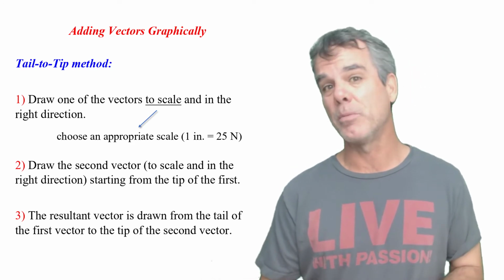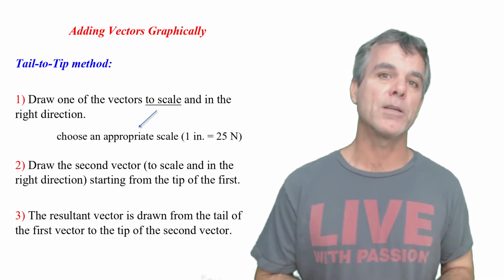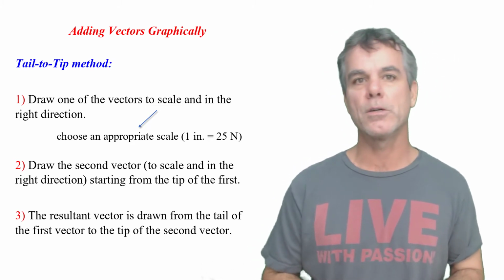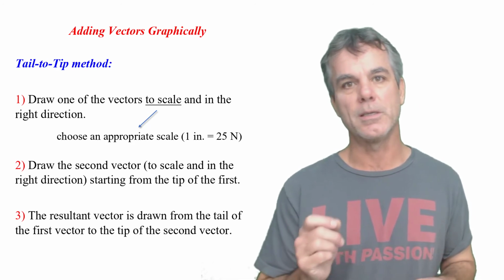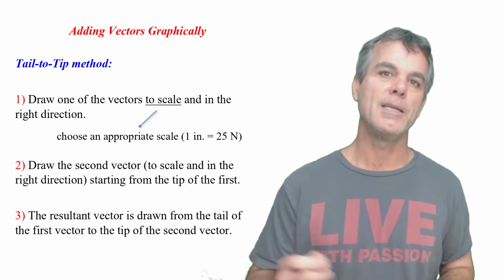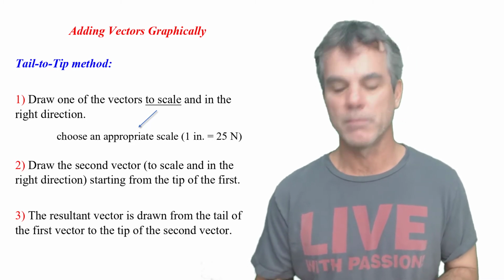And again, this can apply to 3, 4, 5, however many vectors you want. If I had 3 vectors, I would draw the third vector starting from the tip of the second one. The sum of the vectors always starts at the tail of the first vector and ends at the tip of the last vector. Let's take a look at some examples.